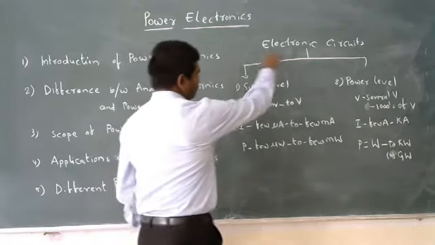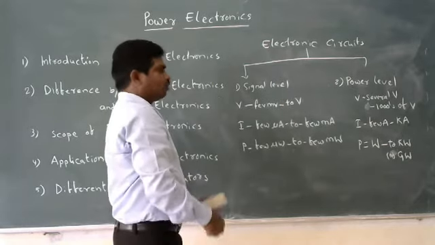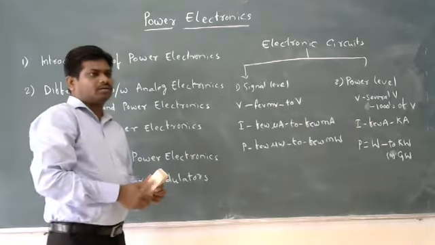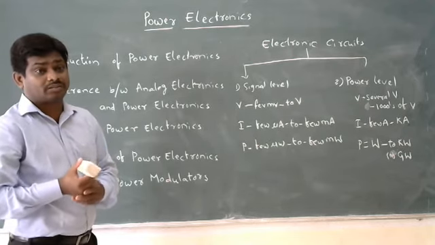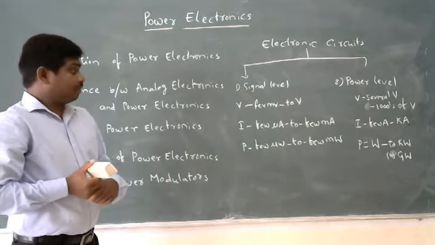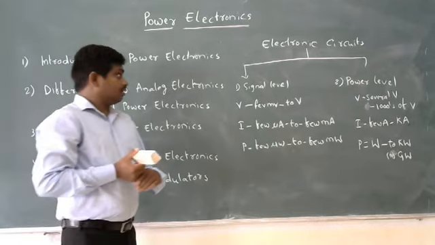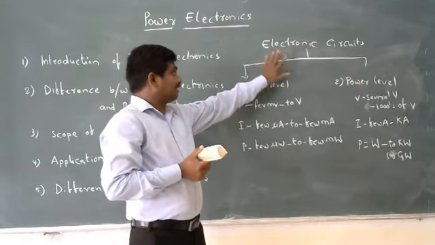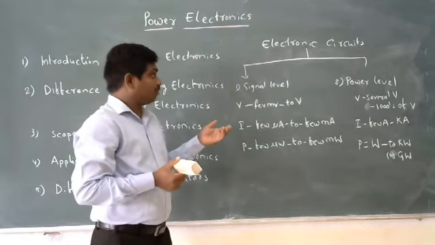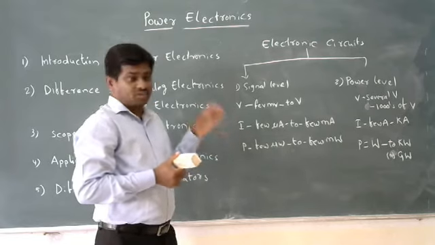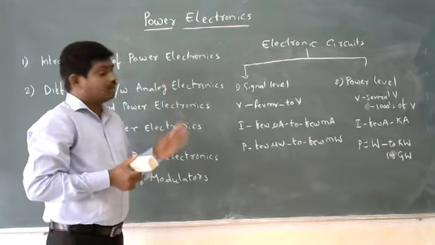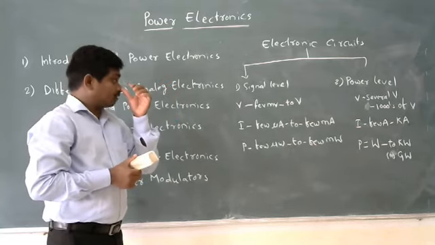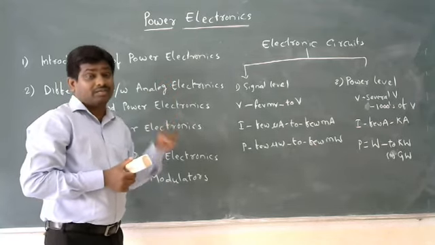These are the things which we have to remember forever, because many people can ask you the difference between analog electronics and power electronics. At that time, we should be able to answer that question. Basically, this is also an electronic circuit, but the devices which we use in signal level electronic circuits and power level electronic circuits are different.